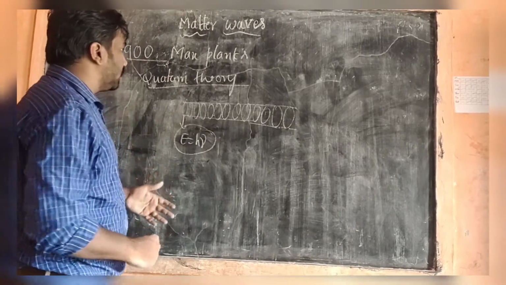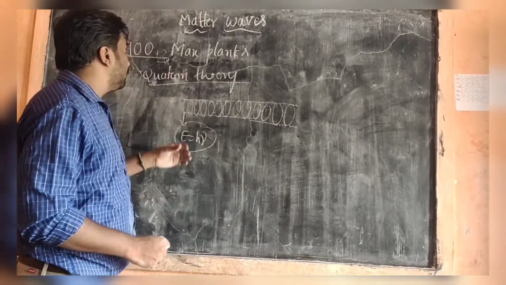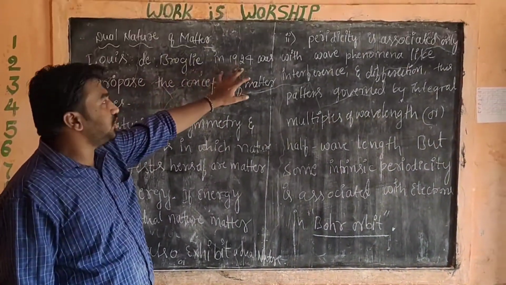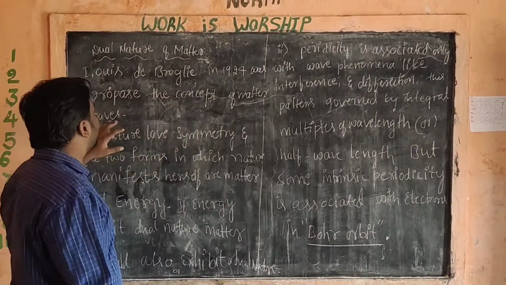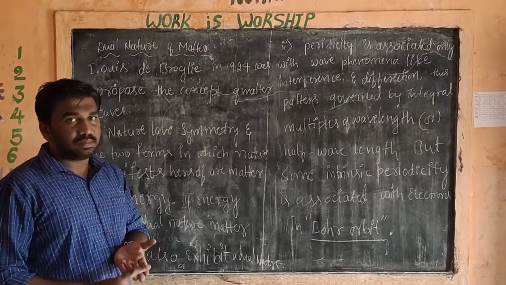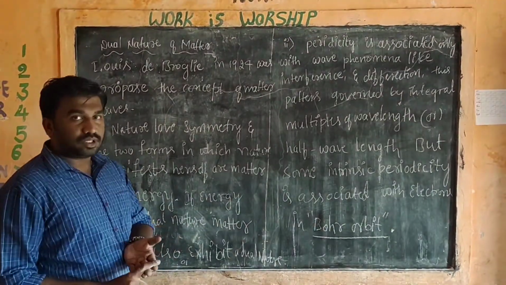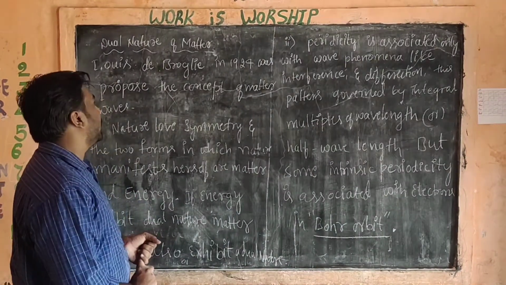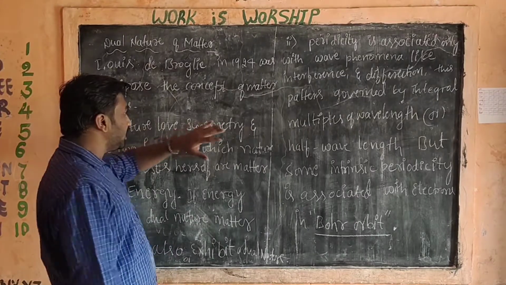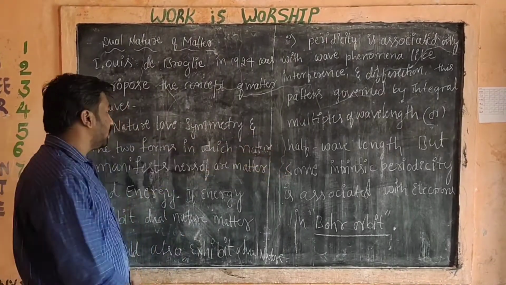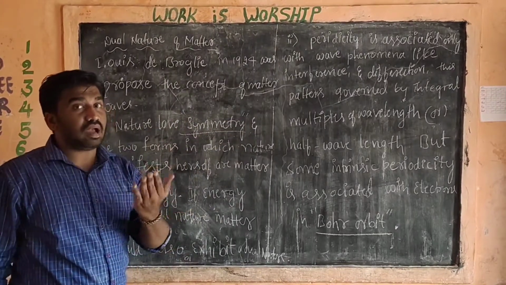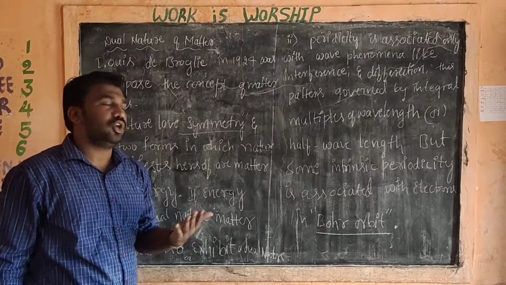Let us see some points about these de Broglie assumptions. Louis de Broglie in 1924 proposed the concept of matter waves, combining the ideas of Max Planck and Einstein. According to him, nature loves symmetry. That means if light behaves with a dual nature, obviously matter also behaves with a dual nature.